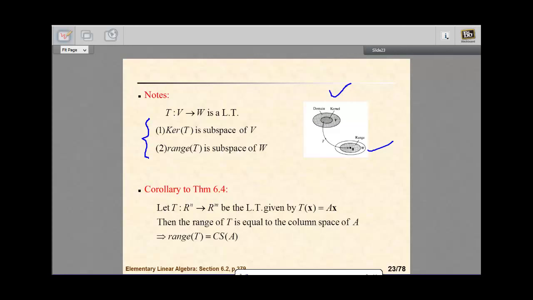So the next theorem is, let T, a transformation from Rn to Rm, be a linear transformation given by transformation of x is equal to Ax. Then the range of T is equal to the column space of A. Range of T is equal to the column space of A. So let T be a linear transformation given by T of x is equal to Ax, then the range of T is equal to the column space of A.